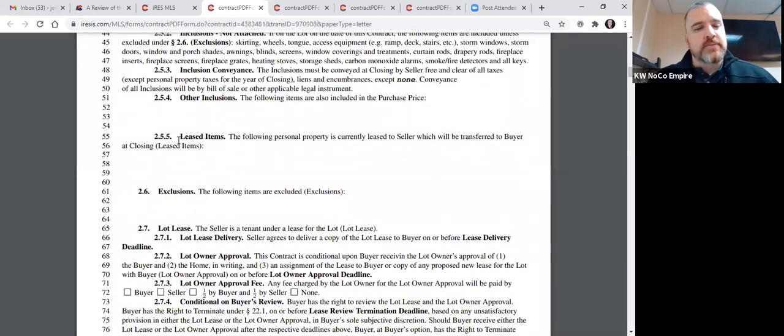2.5.2, we kind of already talked about. Those are the leased items. So the solar panels, the water softener system, security systems, any of that type of stuff would be listed here.